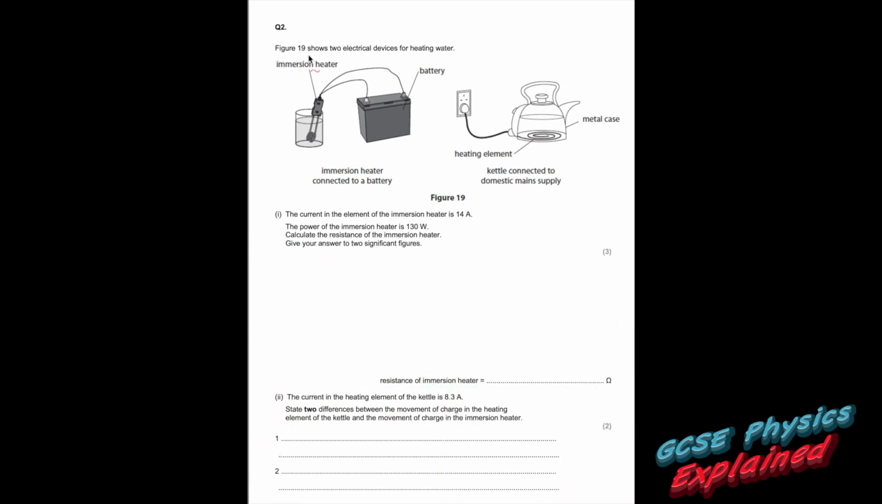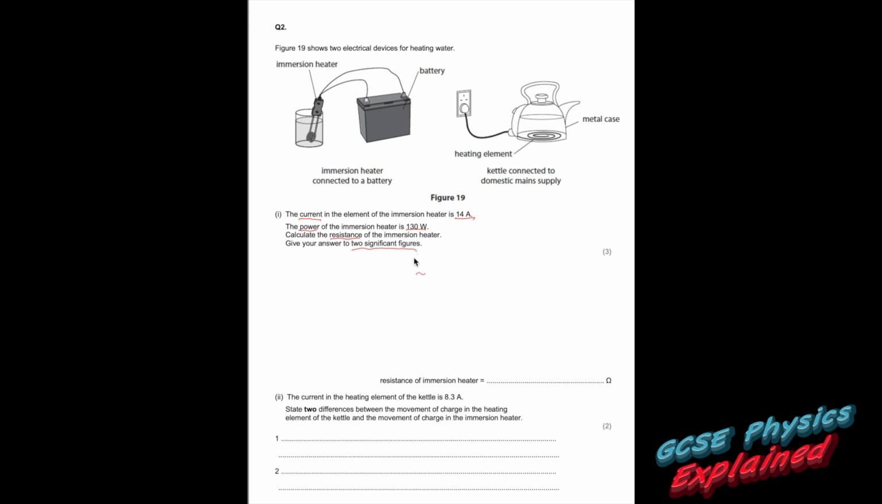Question 2. Figure 19 shows 2 electrical devices for heating water. Right, you've got an immersion heater that's being run off a battery, and you've got a heating element of a kettle ran from the mains. The current in the element of the immersion heater is 14 amps. The power of the immersion heater is 130 watts. Calculate the resistance of the immersion heater. Give your answer to 2 significant figures.